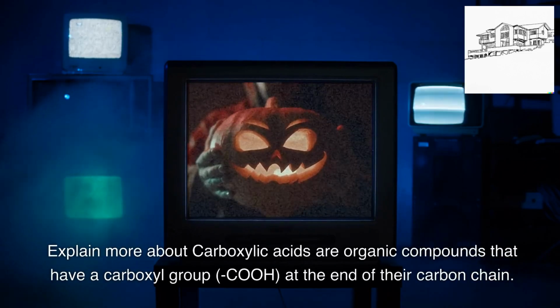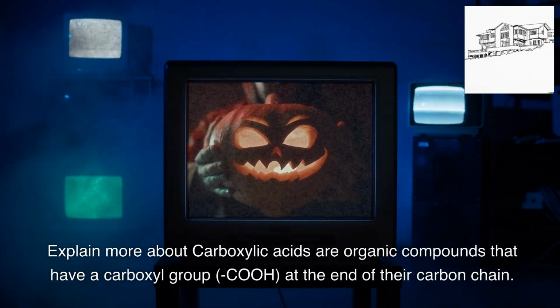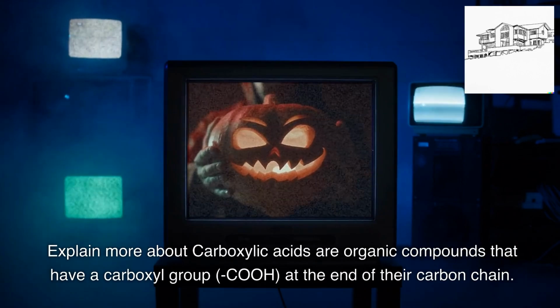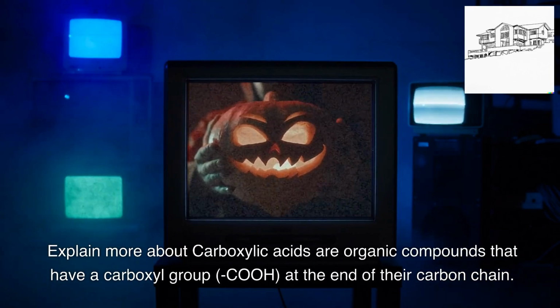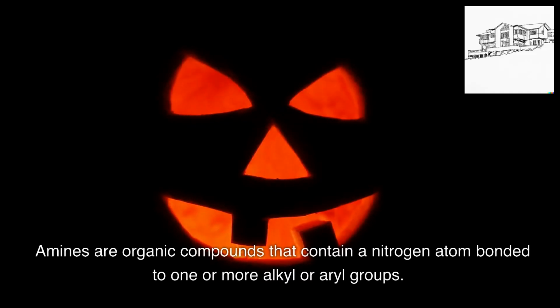Explain more about carboxylic acids are organic compounds that have a carboxyl group, COOH, at the end of their carbon chain. Amines are organic compounds that contain a nitrogen atom bonded to one or more alkyl or aryl groups.